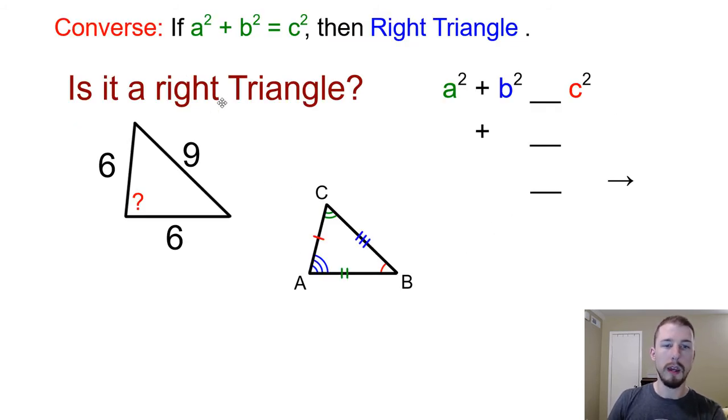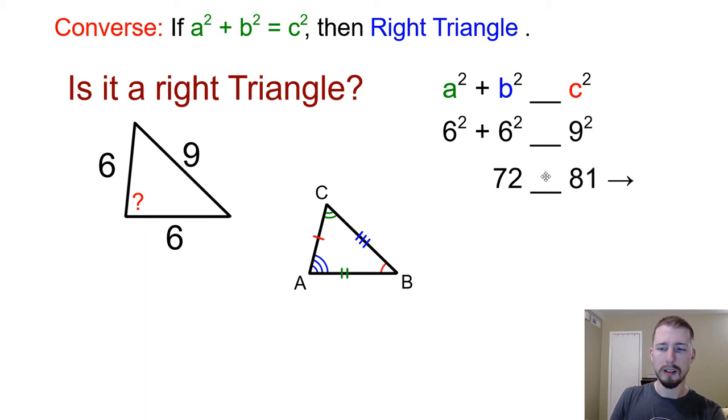So looking at the converse of the Pythagorean theorem, is this a right triangle? Well, if a squared plus b squared is equal to c squared, then this has to be a right triangle. So let's look at our two small sides: 6 squared plus 6 squared. That's going to be 36 plus 36, which is 72, and then 9 squared is 81, right?